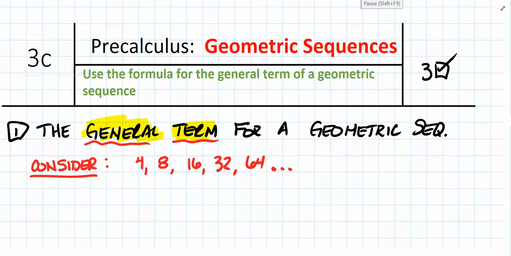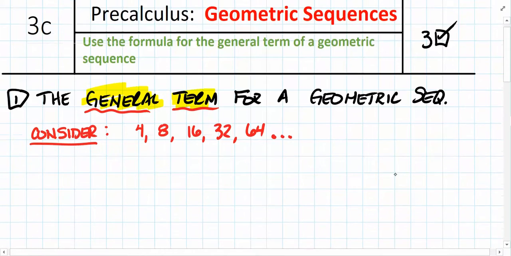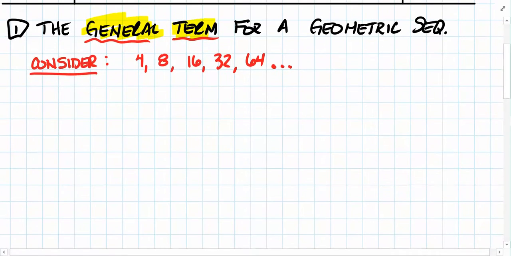Here's Precalculus Concept 3C underneath geometric sequences. We're going to use the formula for the general term of a geometric sequence, and there are 3 boxes. So here's box number 1. Let's discuss the general term for a geometric sequence. We're trying to come up with a formula here that can describe any geometric sequence.